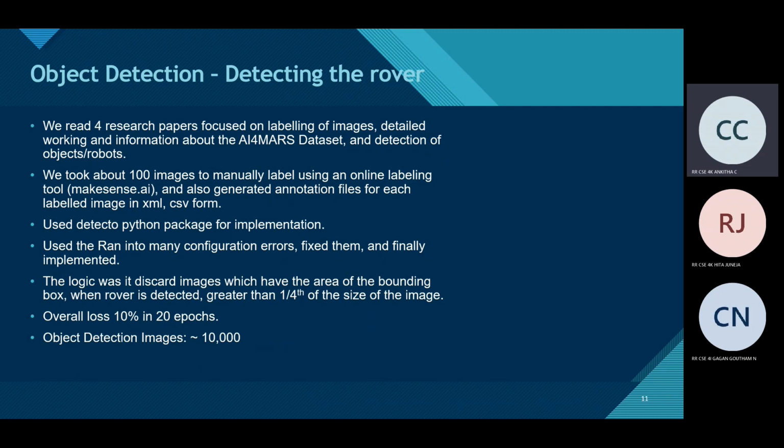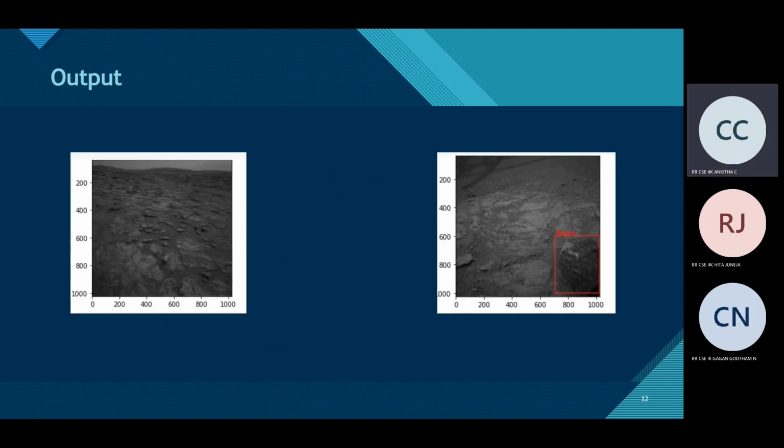The main logic was to discard the images with a bounding box area of more than one-fourth of the size of the image containing the rover. The overall loss was 10% in 20 epochs. After the implementation of this model, the dataset was reduced to 10,000 images. On the left is the output of the object detection model. The left image doesn't contain the rover part, hence it has been retained as such. And in the right image, the rover part has been detected.